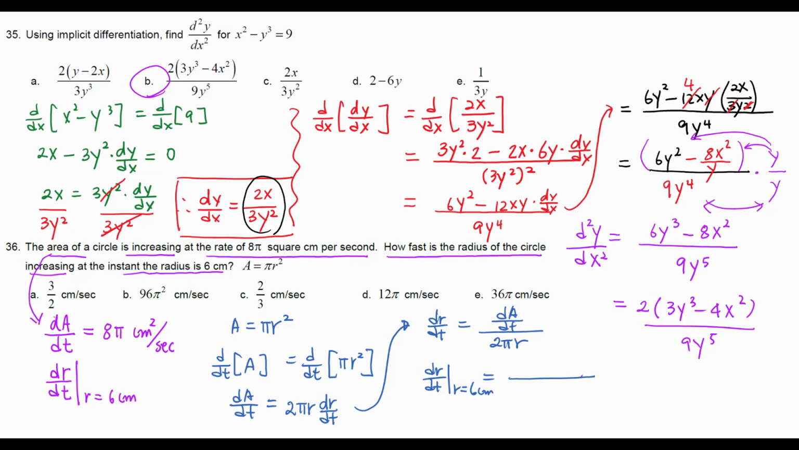So plug in everything you know. dA/dt was given. It is 8 pi square centimeter per second over 2 pi. Radius is 6 centimeter. So then 2 and 8 cancel and you get 4. 4 and 6 cancel also, so 4 becomes 2, 6 becomes 3, pi's get canceled, so the answer is 2/3 centimeter per second. And the answer would be C.